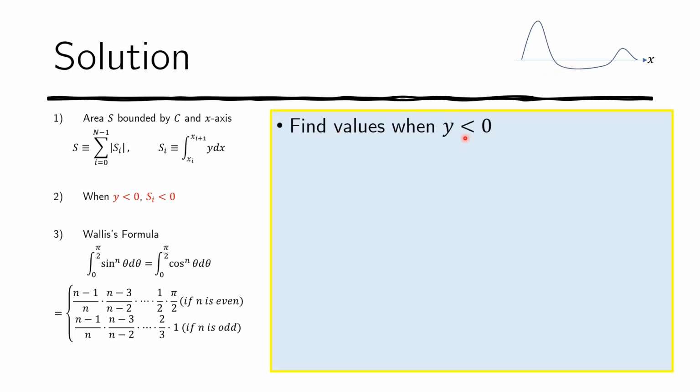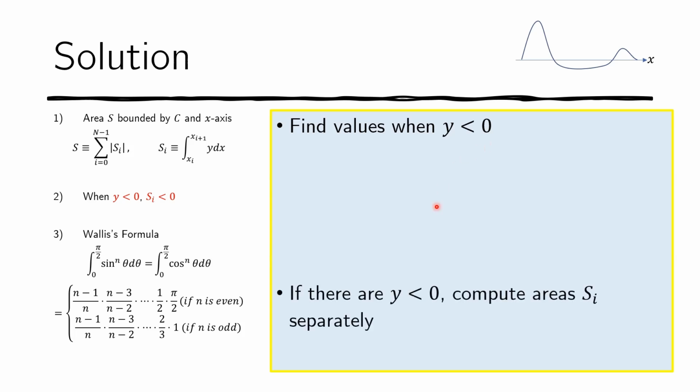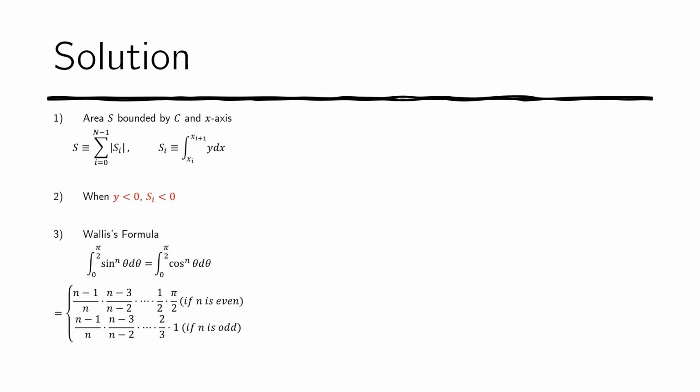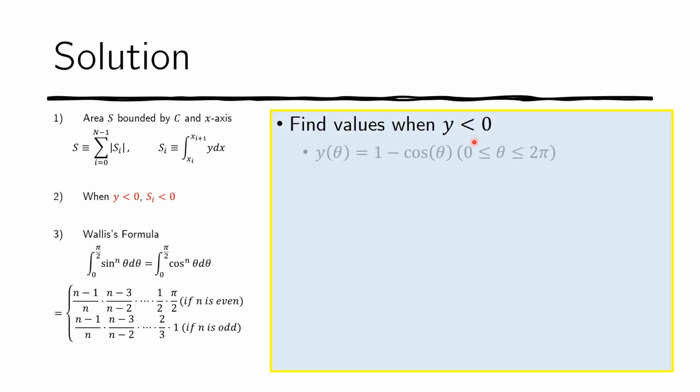So we want to find, if any, these regions in here. So let's find that. We will do that first. And then if there are y's that are below the x-axis, we will have to compute the areas separately. So we need to compute the area here, and then we need to compute the area here, and then we need to compute the area here, and we do them separately. Because again, this will be negative, here will be positive and positive, but we have to turn them all into positive. So we'll get the absolute values of all these. So let's do this. Let's first look for the values where y is negative.